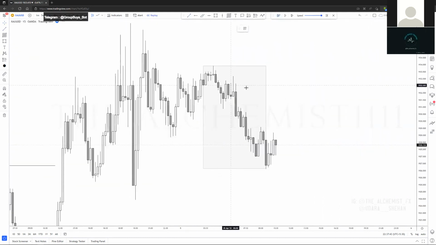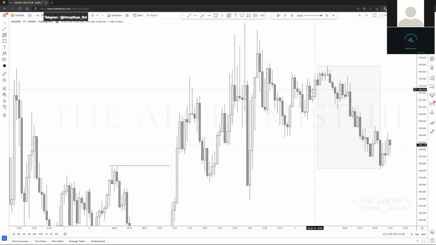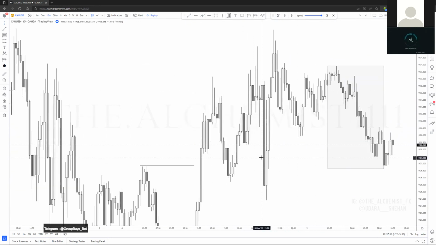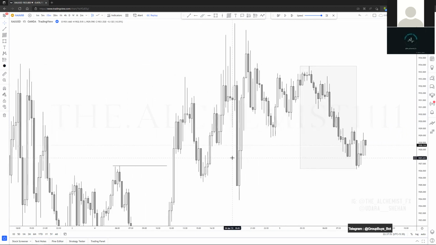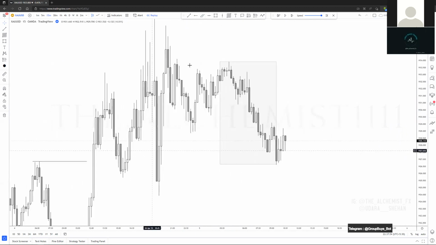Asian high. In this one, if we look at the Asian range, can we say it's a strong high? That is what I'm about to show you. Look at this. Liquidity taken out. See that?